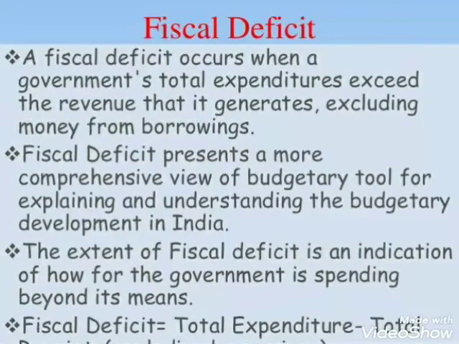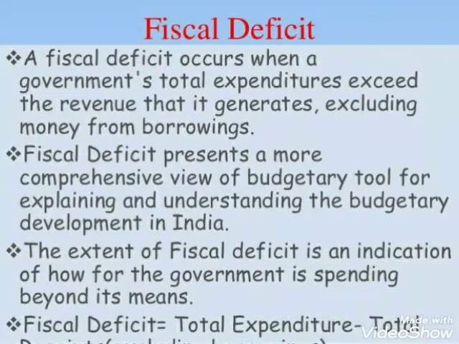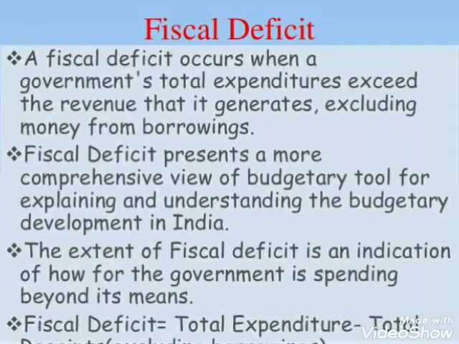I am repeating again, fiscal deficit includes the total expenditure, which includes the revenue expenditure plus the capital expenditure. And when you subtract from this total expenditure the total receipts, which include revenue receipts and capital receipts, except borrowing, this is what we call fiscal deficit. This "except borrowing" is very important to remember.